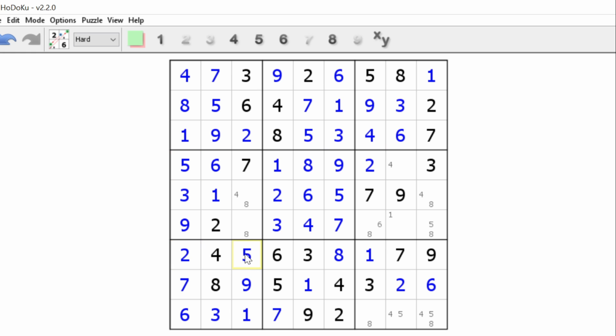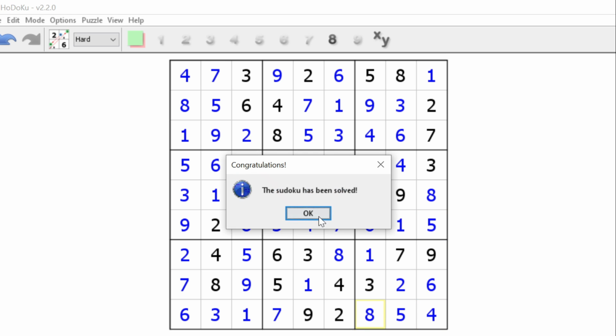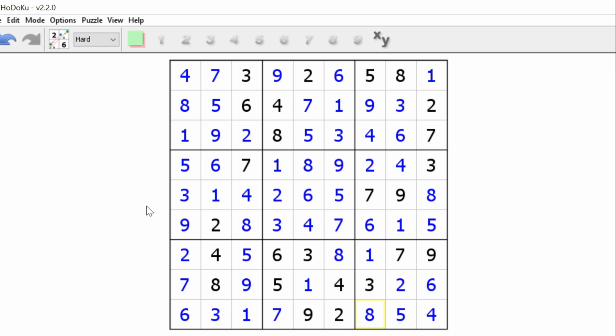When they're talking about diabolical, sometimes it can be very, very hard. We did have to use several unique rectangles to solve this one. But once you get the hang of a unique rectangle, you can see that cracking these can be relatively quick. Sudoku's been solved.